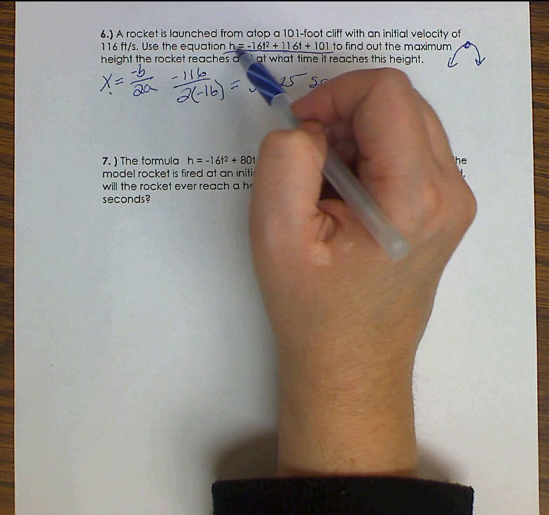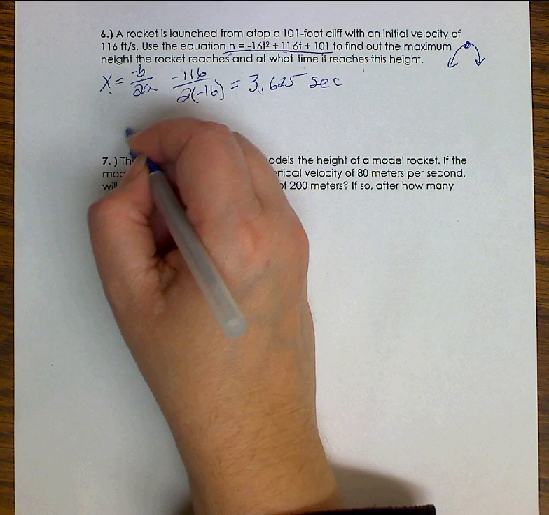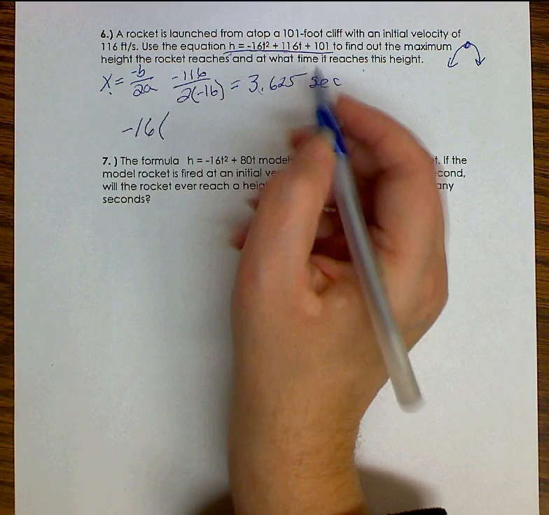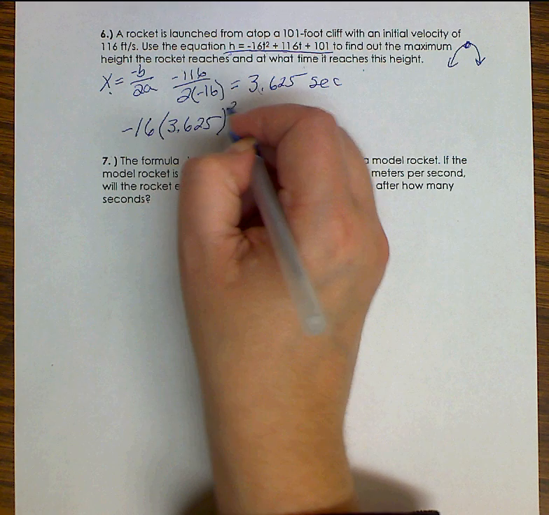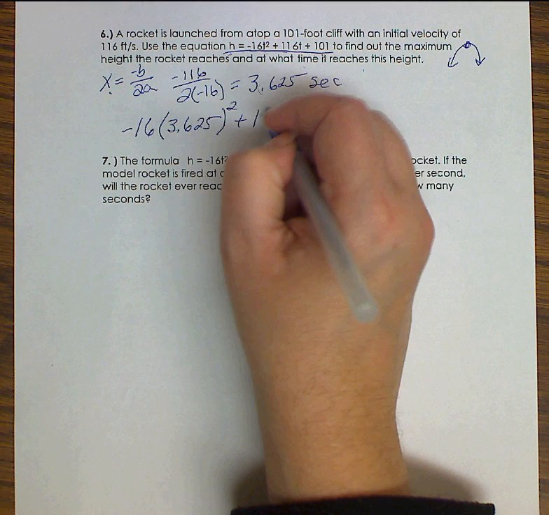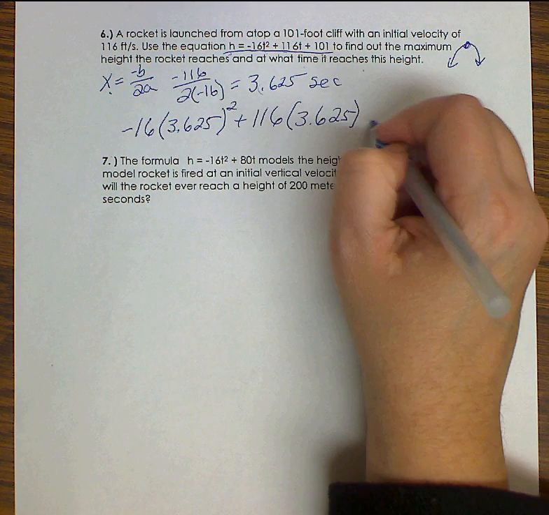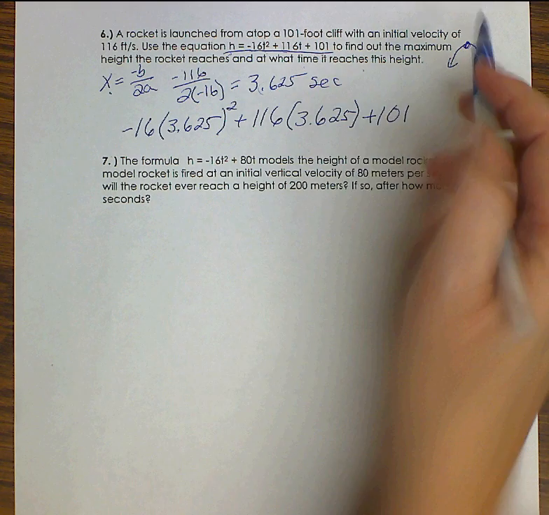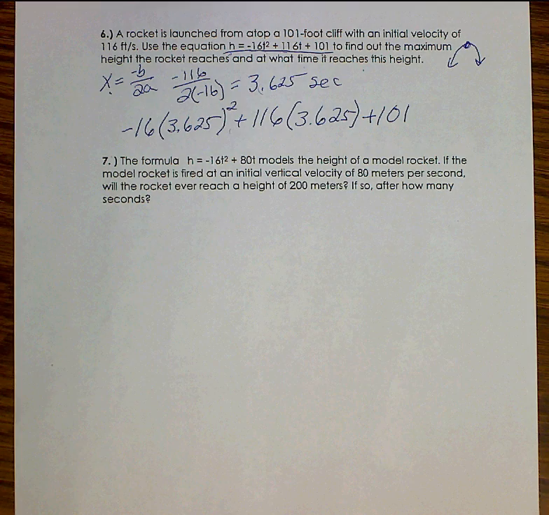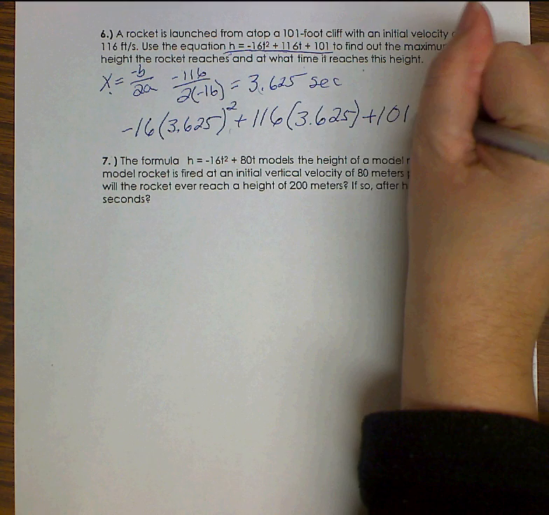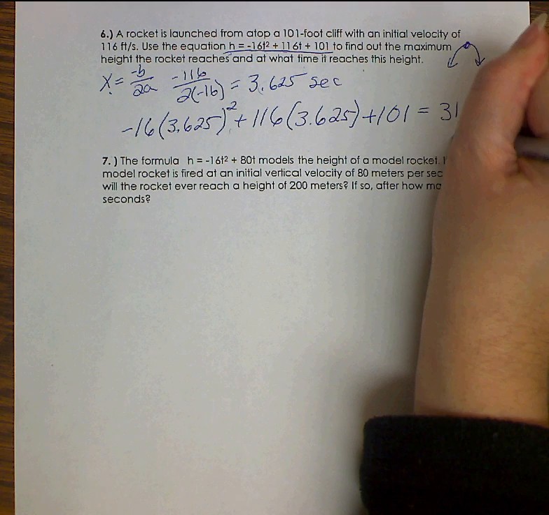So how do I find the height now? I plug this in for my t's. So you're plugging in negative 16 times your 3.625 squared plus 116 times 3.625 plus 101, and then you throw this all into your calculator. So you get 311.25 feet.